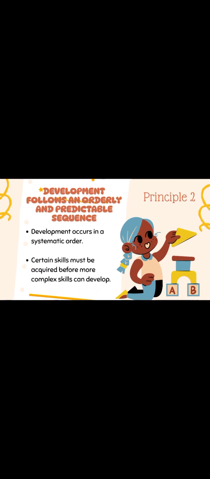Example: a learner develops language skills during childhood, critical thinking skills during adolescence, professional competencies during adulthood, and wisdom during old age. Principle 2. Development follows an orderly and predictable sequence. Development happens in a specific order. Certain skills must develop before more advanced skills. Skipping important stages often makes learning difficult.